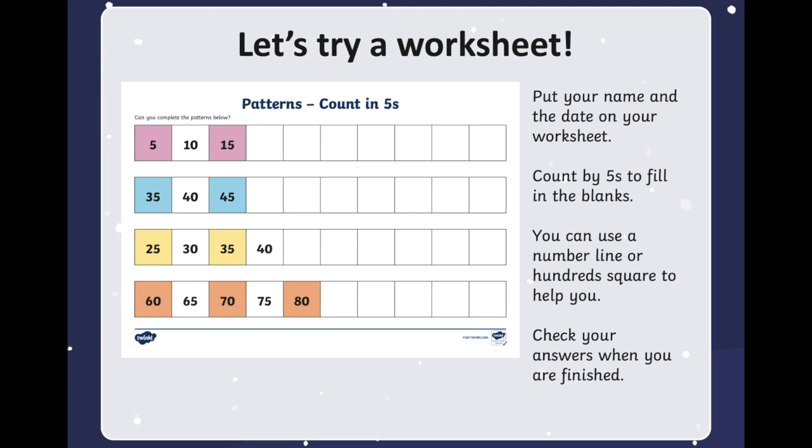That's right, 55, 60, 65, 70, 75, 80. Well done, everyone. You've finished the second pattern. Now let's try the third one, the yellow one. We start on 25 and we count by 5.